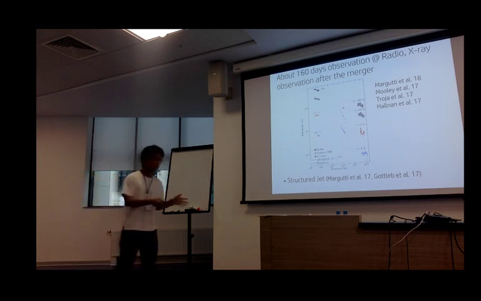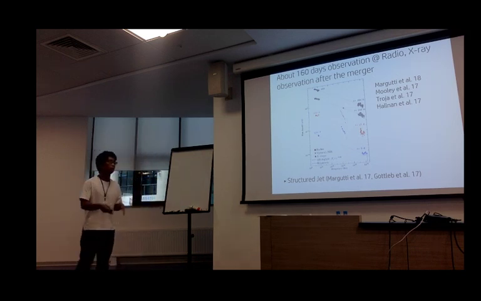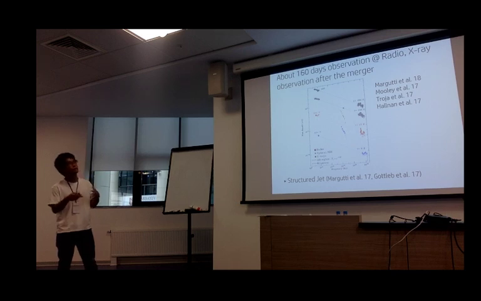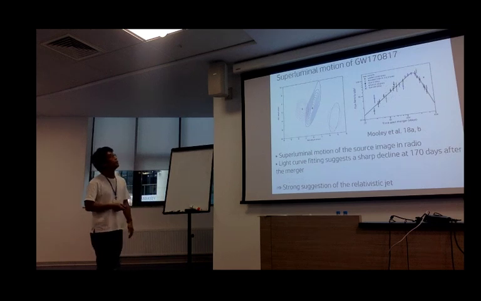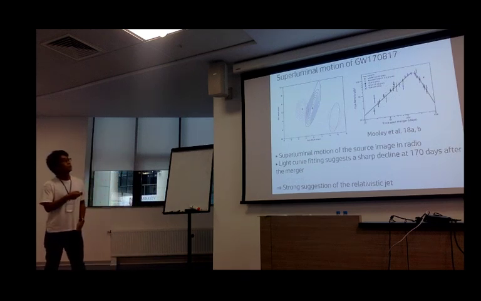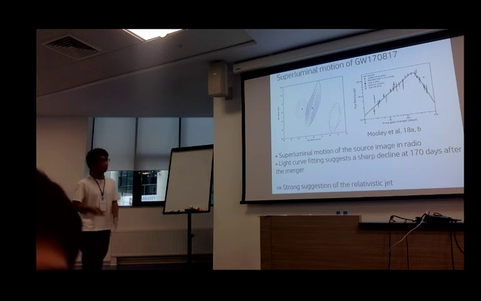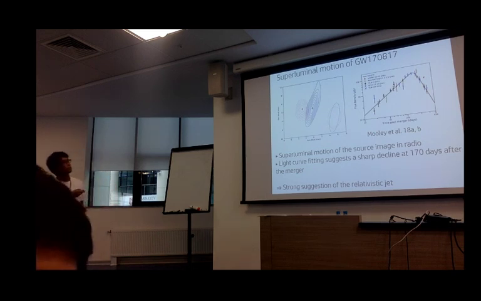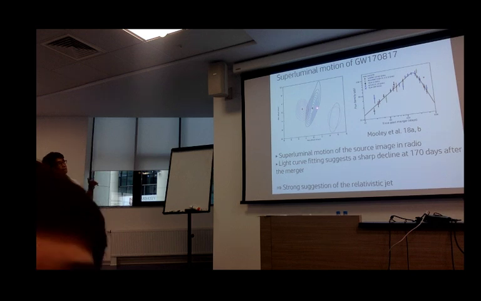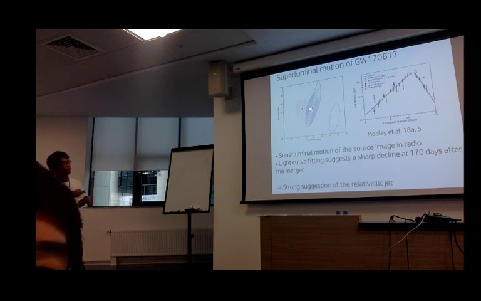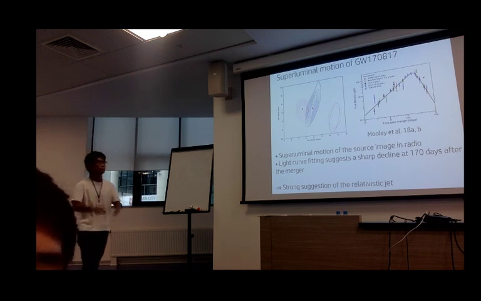But at this moment, we didn't know the mechanism of the mass ejection, the matter ejection. However, after almost 1 year of observation in the radio band, this picture changed. Here is the so-called superluminal motion of the gravitational wave source in the radio band. Here is just after the merger, and here is almost 1 year after the merger. You can see the motion of the emission region.